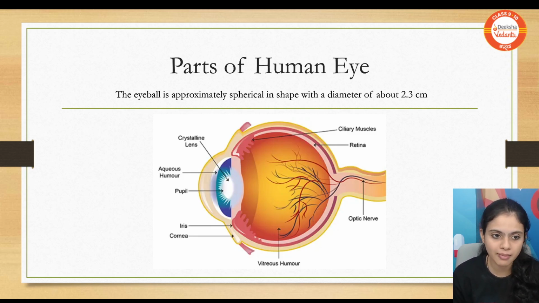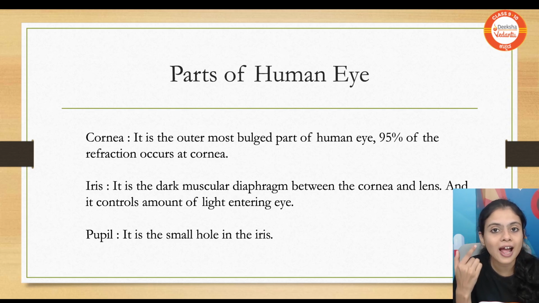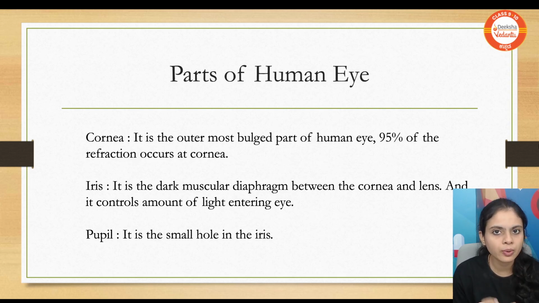Let's start with one. The outermost part of the human eye is called the cornea. So what is the function of this cornea? It is the outermost bulged part of the human eye where 95% of the refraction occurs. Clear? So refraction does not mainly occur in the lens. Most of the refraction occurs at the cornea, right? The next part we come across after the cornea is the iris. In between, you have aqueous humor that protects our eyes from any dust particles.